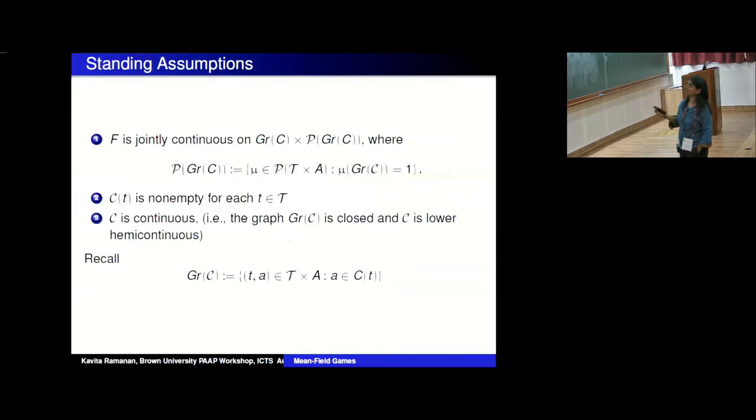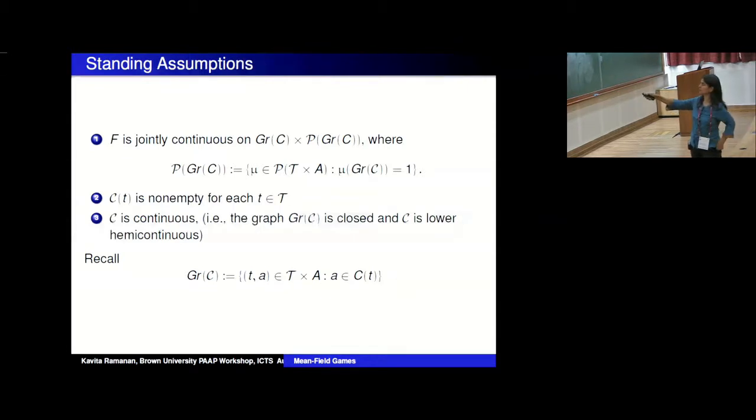Okay, so now again, we're going to assume that F is jointly continuous, but now it's on the graph of this, the probability of the graph, which is defined in this way. It's just a set of measures on the joint type and action distribution such that you make sure that it's admissible. You don't allow anything where the action chosen is not admissible for the type. That's all it's saying, okay? It's just allowing all these constraints to be taken into account. And that C_t, of course, is non-empty for every type, so there is some action that everybody can choose.